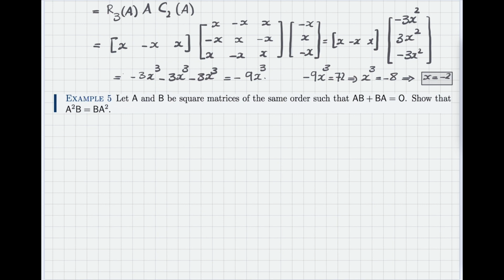So do you have any clue what to do? Let me just write it here. If you want, I can wait a little bit for you. So we know this is true. Our question is how can we prove A squared B is equal to BA squared? Okay, if you don't mind, I want you to think a little bit about this yourself first.